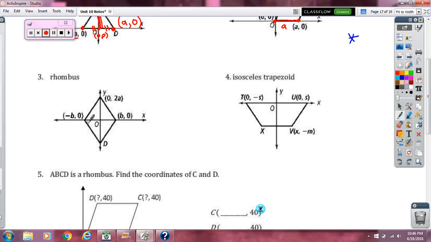One is the rhombus, so I need to figure out what this point is. Keep in mind that rhombuses have diagonals that are bisecting each other. So like this y distance, 0 up to the point, was 2a. So that means here I had to go down 2a to get to point D. And then I'm not moving left or right at all for that point, so it's just going to be 0 as my x value.